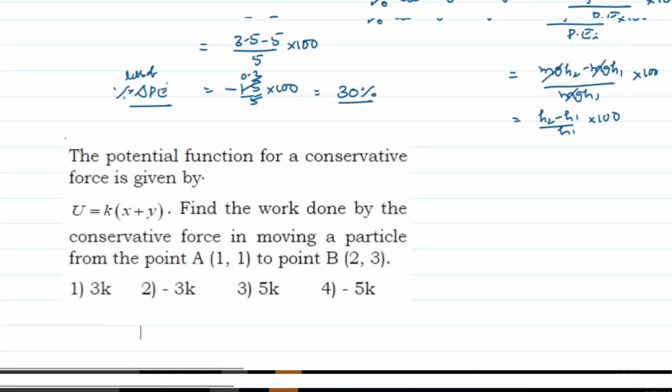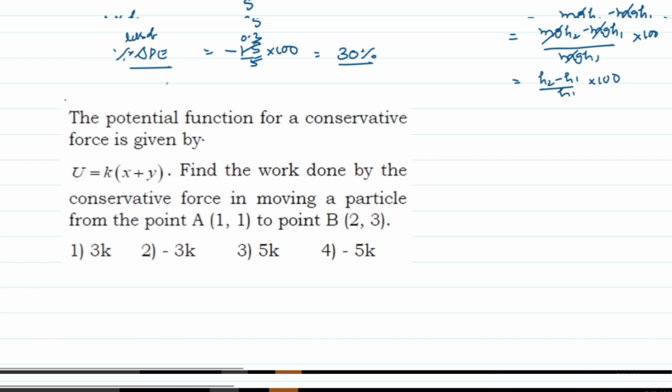Let us see the next question, students. The potential energy function for a conservative force is given as U equal to k into x plus y. Find the work done by the conservative force in moving a particle from one point to another point that are given. So work done for conservative forces is nothing but the change in potential energy. Change in potential energy is nothing but U initial minus U final, right?